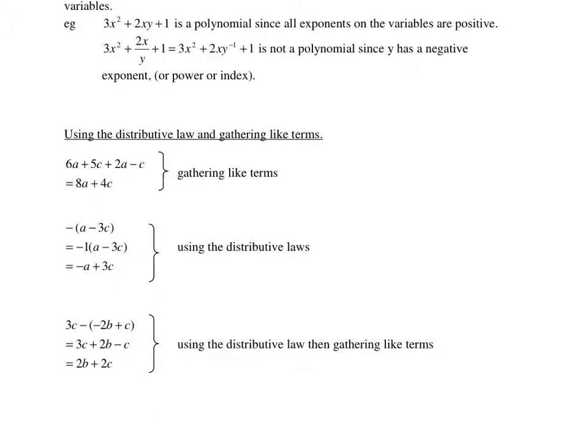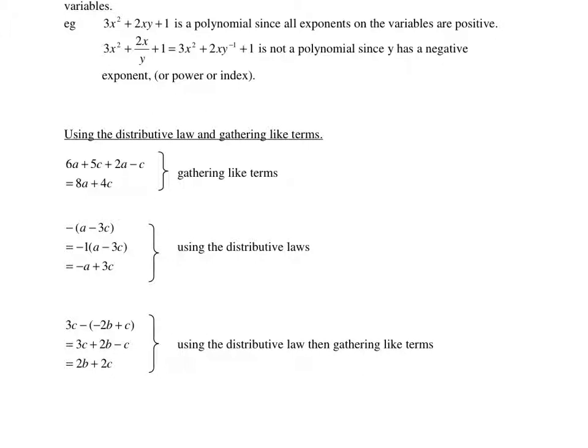So hence another example of a polynomial which has exponents that are positive is 3x squared plus 2xy plus 1. Now in this case we actually have two variables. y is also a variable as well as x. But because the powers or the exponents on all the variables are positive, hence this is another example of a polynomial.